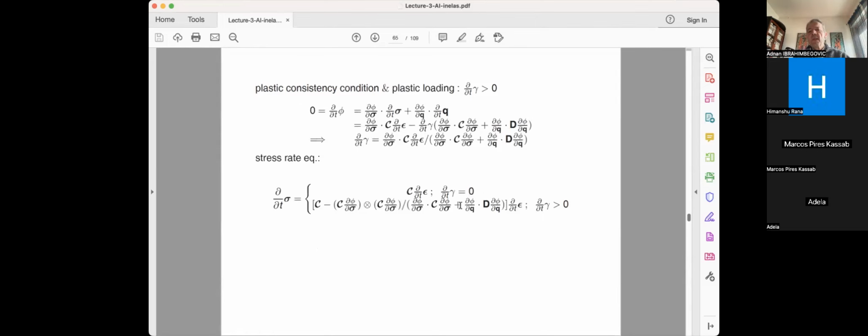And then basically done. Once you're done, you can recover your gamma dot. Here it is d phi d sigma dot C times epsilon dot, divided by d phi d sigma dot C d phi d sigma plus d phi dq dot d phi dq. Again, this is a scalar, so gamma dot is a scalar. And you get your stress rate constitutive equation, which is either the elasticity modulus times the total strain rate when gamma dot is equal to 0, or an elastoplastic modulus, which is a modification of your elasticity modulus, times epsilon dot when gamma dot is positive. And this is the kind of thing that you follow there.